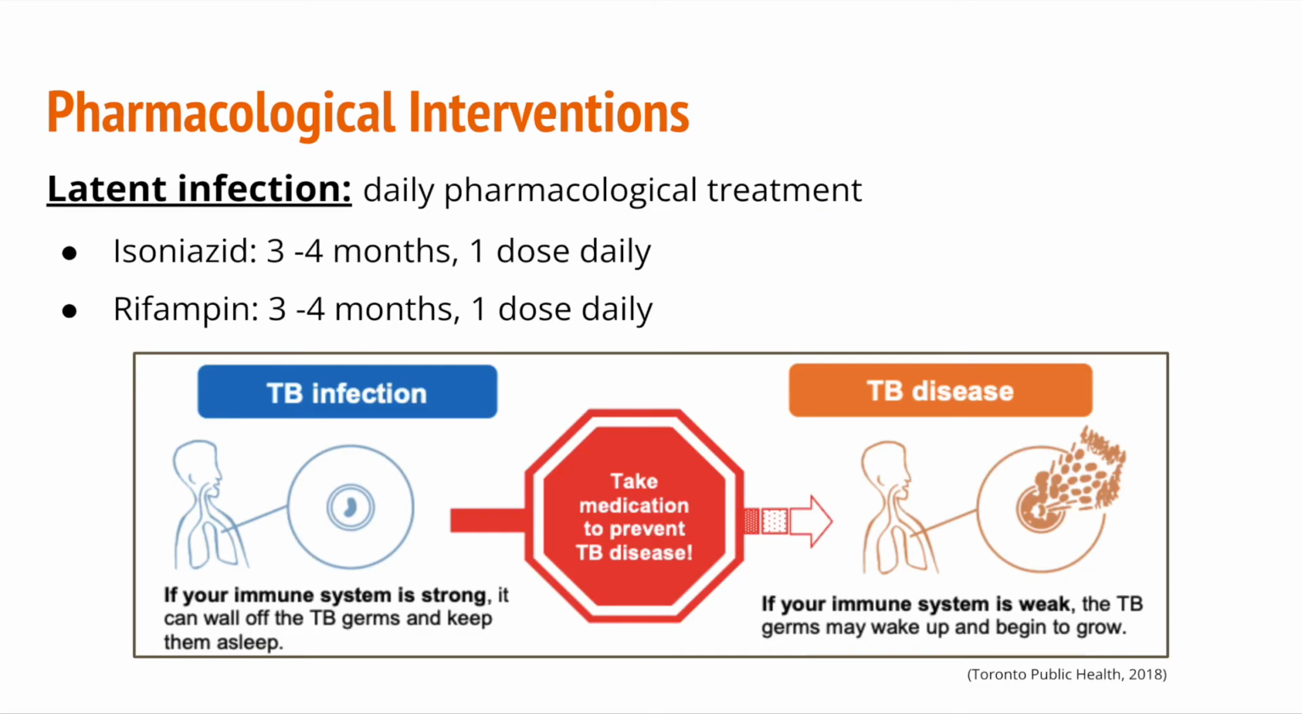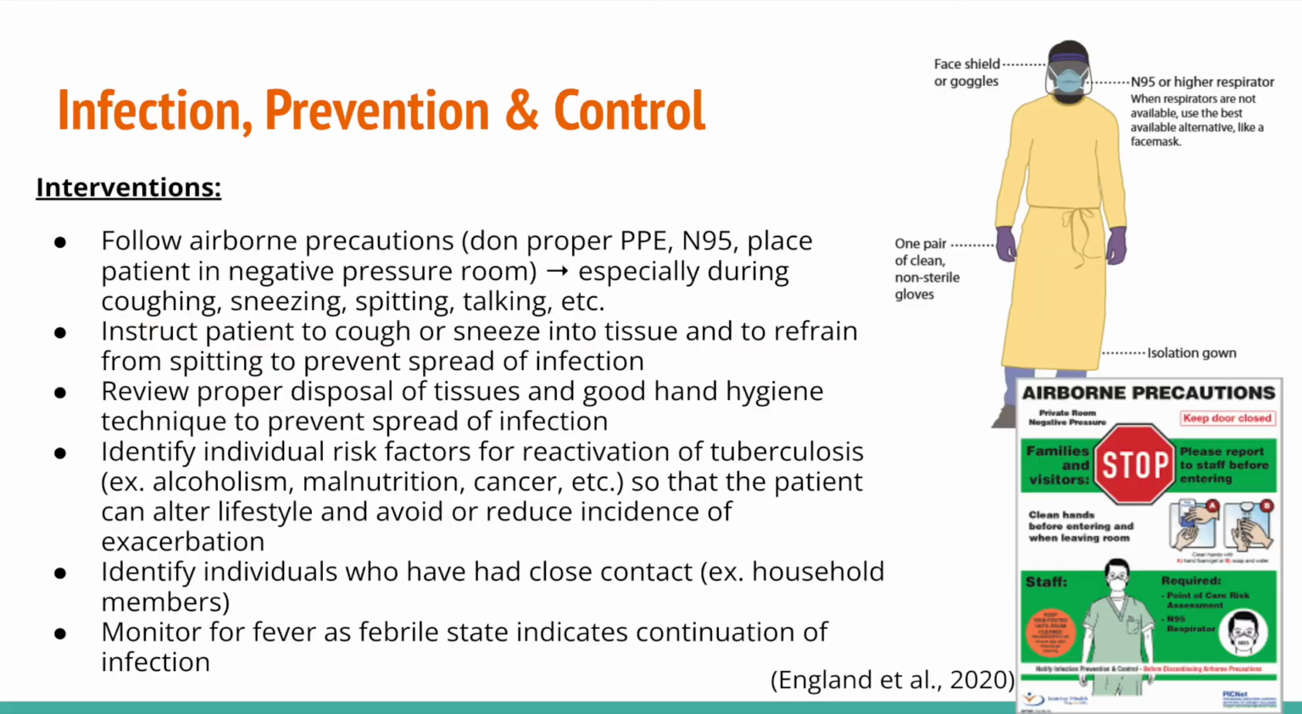Pharmacological treatment of latent phase tuberculosis is similar to that of the active stage. Generally, isoniazid and rifampin are taken once daily for approximately 3 to 4 months. It is important that latent phase tuberculosis is treated so as to prevent its progression towards active disease.